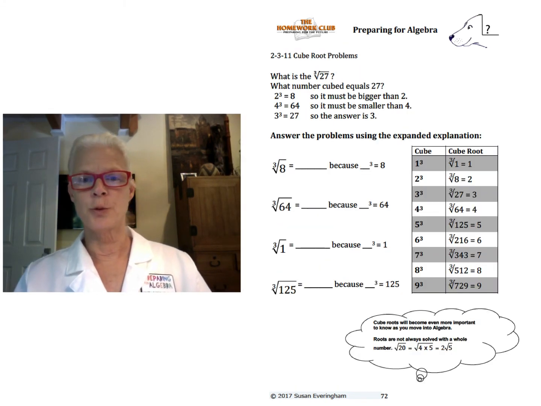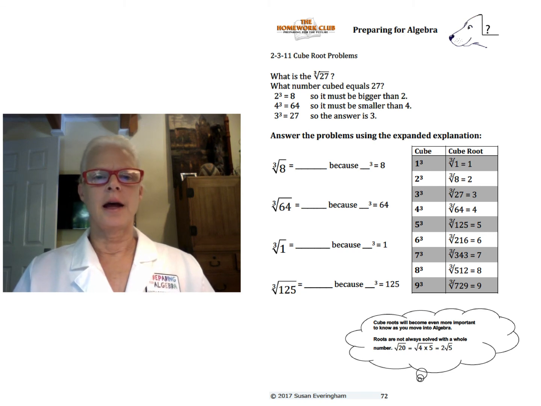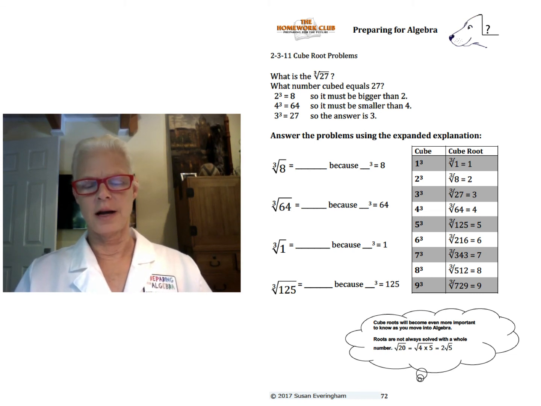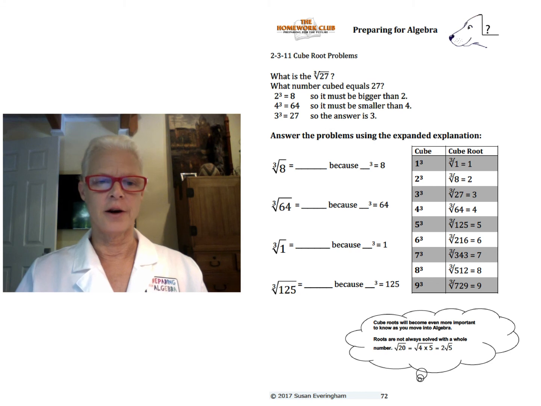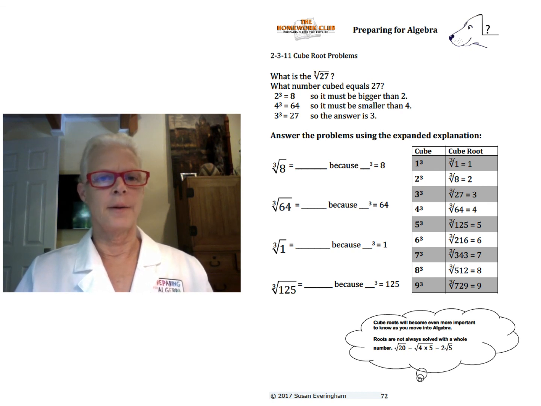Page 72, cubed roots. The cubed root, for example, of 27 is 3. And there's a cube root table right here, and the table goes from 1 to 9 cubed roots. That'll help you answer the questions in the expanded explanation here. So what you want to do is, for example, a cube root of 8. 2, because 2 to the 3rd, 2 times 2 times 2, equals 8. Okay? All right. Go ahead and finish this and we'll come back and finish this out.